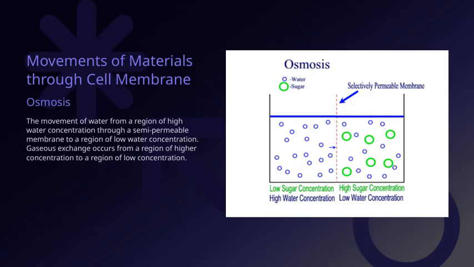Additionally, gaseous exchange, like oxygen and carbon dioxide, also moves from higher concentration areas to lower concentration areas, following the same principle. Understanding these processes is key because they illustrate how cells regulate their internal environment and interact with their surroundings. This movement of water and gases is fundamental to many physiological functions and overall cellular health.